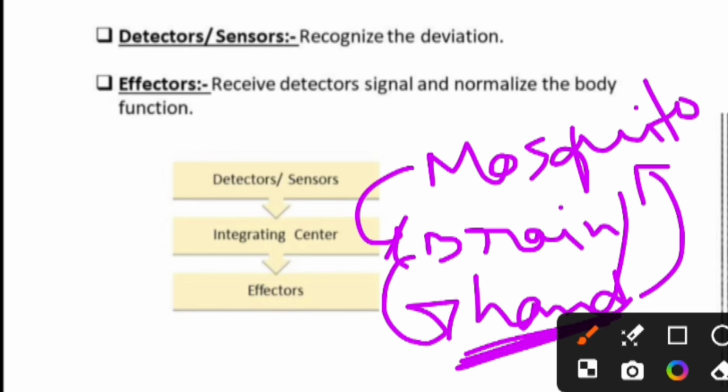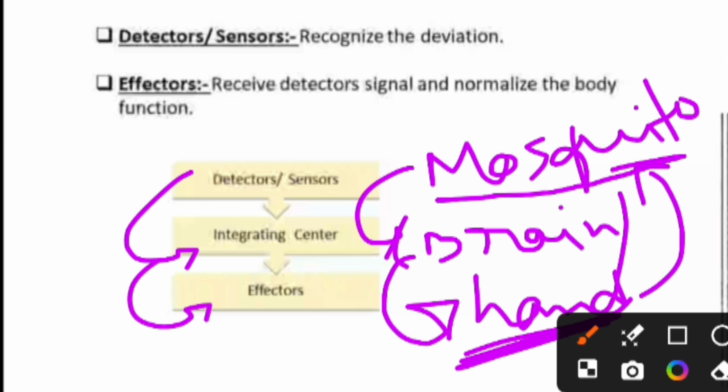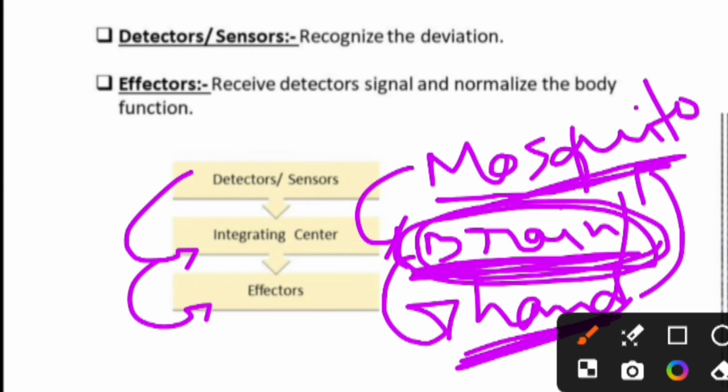So the detector mainly helps to recognize the disease, and the effector helps to normalize our body function by preventing any other discomfort or dysfunction. You see that this is the detector, this is the integrating system and this is the effectors. Detectors are the sensors that send a signal to the integrating system, which is mainly present in our brain, and from the brain the effectors help to normalize our body.